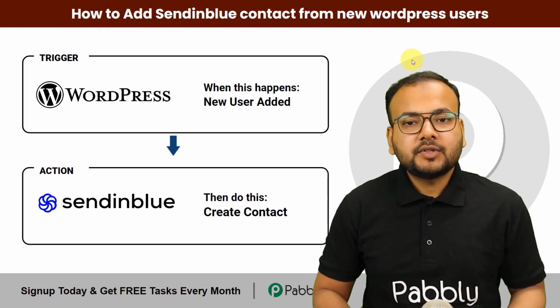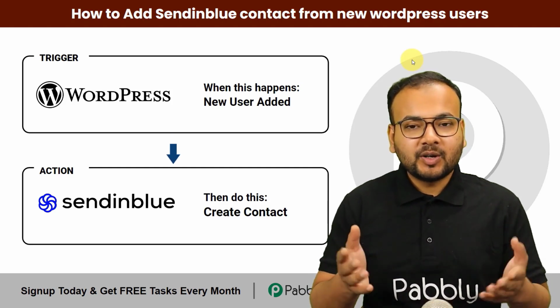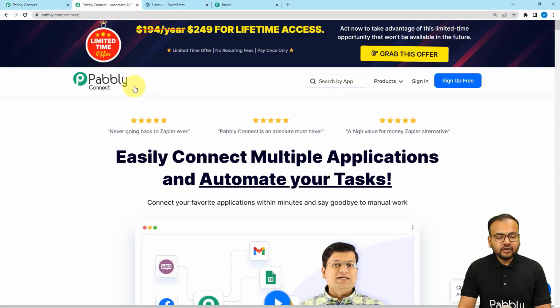And we are going to set up this automation with a no-code tool known as Pabbly Connect. So let me show you how you can also set up this automation. This is the landing page of Pabbly Connect, and you can find the link of this page in the description as well. From here you can sign up for free and you will get free automation tasks every month to test and set up your automations.